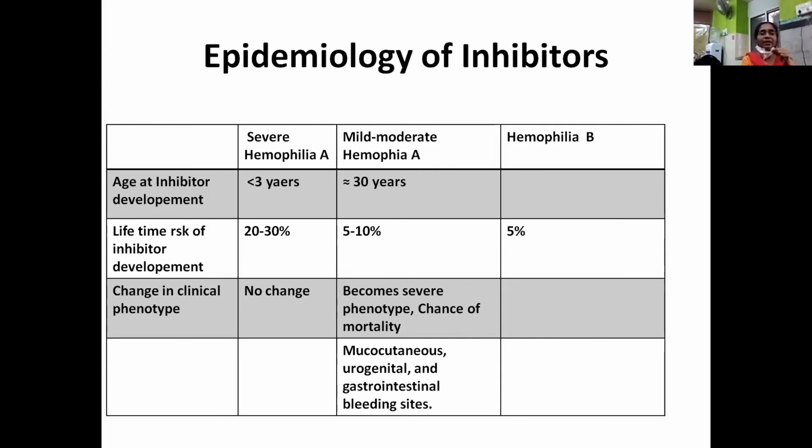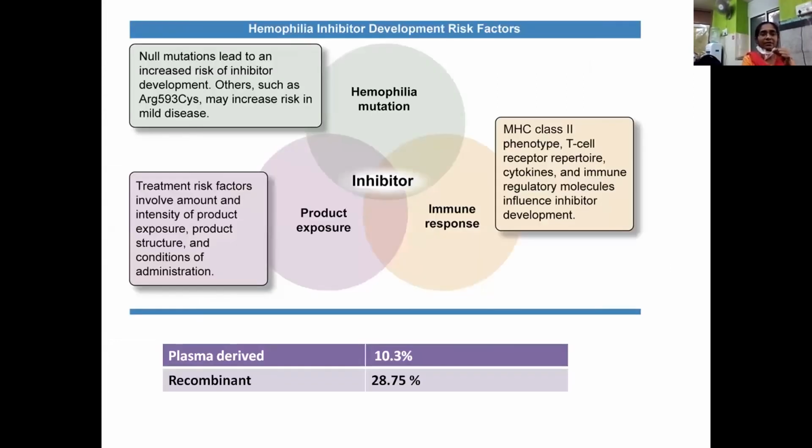So there will be a sudden change in the bleeding pattern when a patient develops an inhibitor, and these bleeds will fail to respond to our conventional factor therapy. That is the time when we suspect inhibitors. Usually in severe hemophilia, whoever develops inhibitors usually does so in the first few years of life. There are several factors which decide the development of inhibitors. Most important is the genetic factor, that is large gene deletions or null mutations in which a large part of the hemophilia gene is deleted. Such patients are more likely to develop inhibitors.